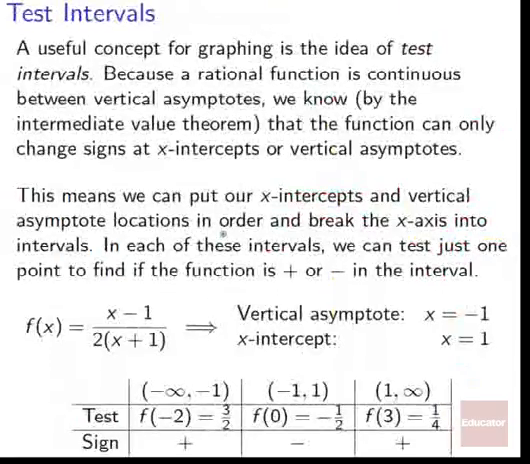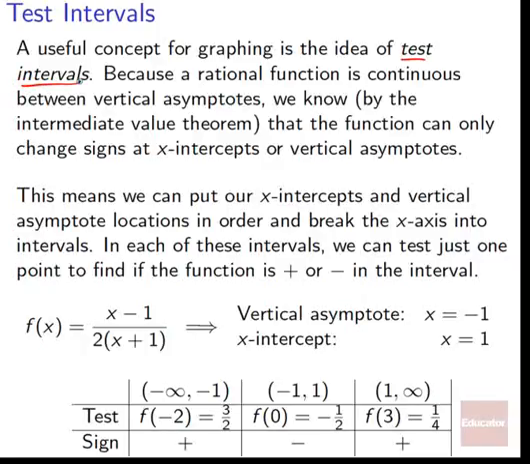Great. Test intervals. This is a useful idea that can occasionally be used. We didn't use it in our initial seven steps, but we kind of vaguely used it without explaining it on the last thing, where I said we knew that we are going to have to stay below the horizontal in these various locations. Let's see what it is, a useful concept for graphing this: the idea of the test interval.